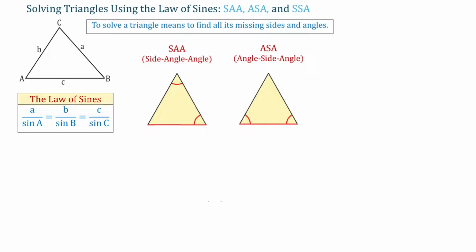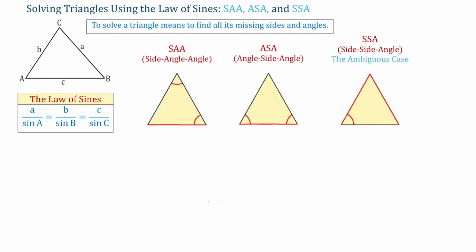The next case is angle-side-angle. With this case, we are given a side and 2 adjacent angles. To be able to use the law of sines, first we need to find the angle opposite of the given side. And we find this angle by subtracting these 2 angles from 180 degrees. Then, once we know this angle and the opposite side, we can use the law of sines to find any of these missing sides. And now the third case is called side-side-angle.